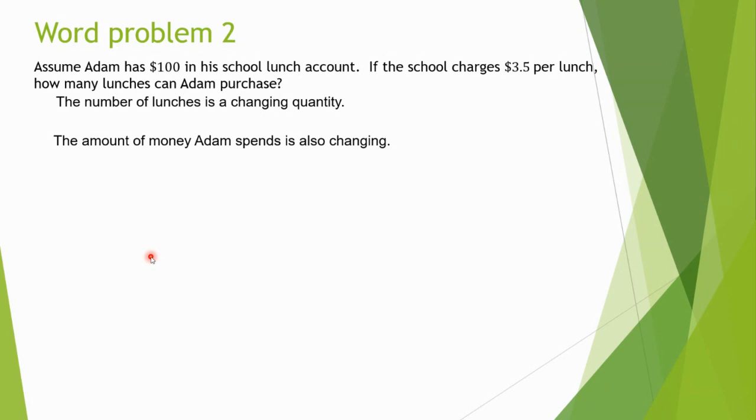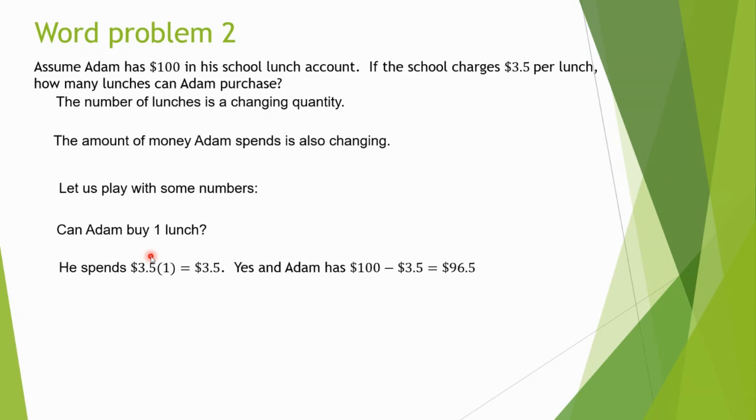Now, maybe not for this problem, but if it's really hard to understand what's going on, it's always good to do some number crunching. That will help you understand what's happening. So for instance, let's ask, can Adam buy one lunch? Well, each lunch is $3.50, so he would spend $3.50. Can he afford it? 100 minus $3.50? Yeah, he can afford it. He has money left over.